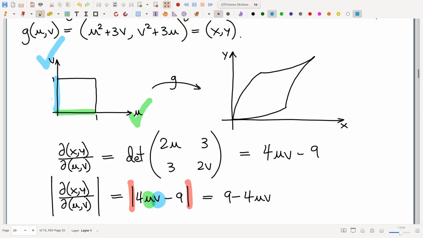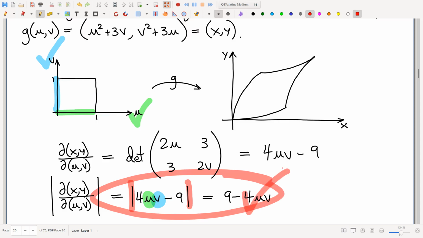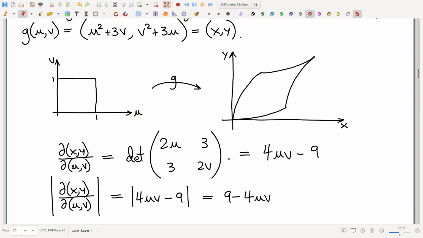And I hope y'all also recall that the absolute value, this sounds weird when you say it, the absolute value of a negative number is the negative of that negative number. Does that sound right? So that makes our absolute value 9 minus 4uv. Everybody happy? Cool.